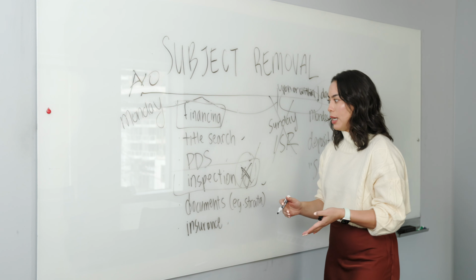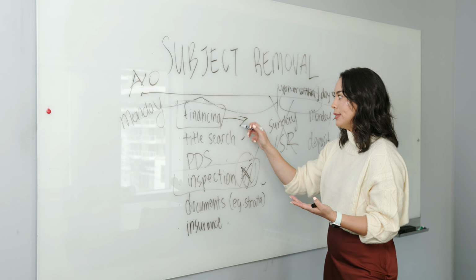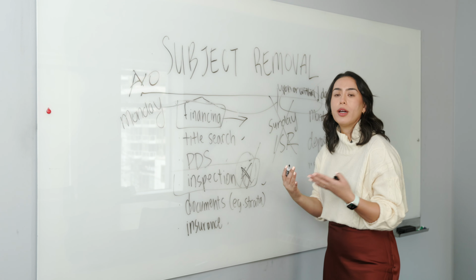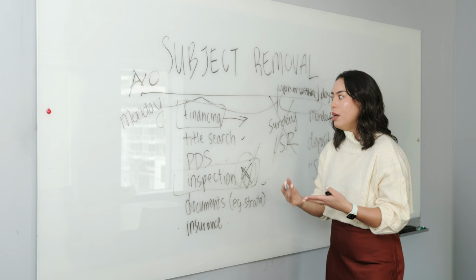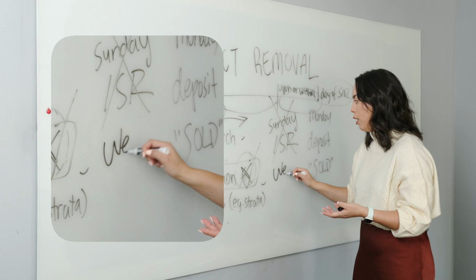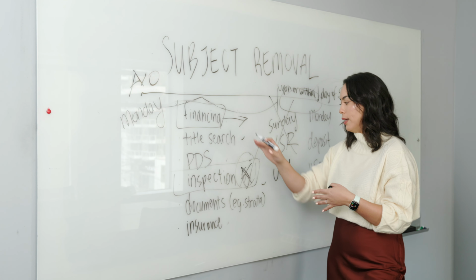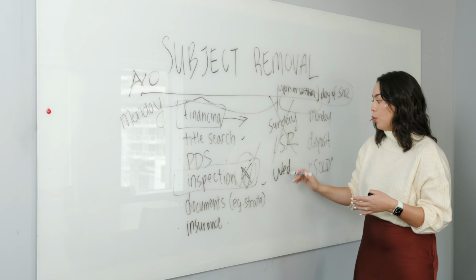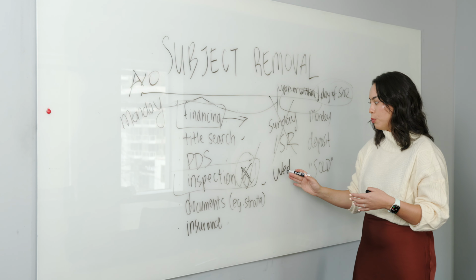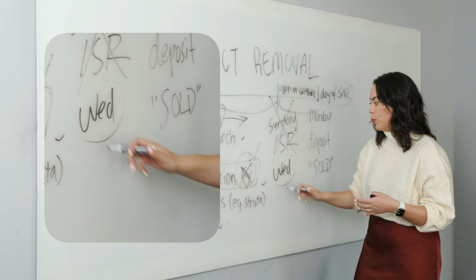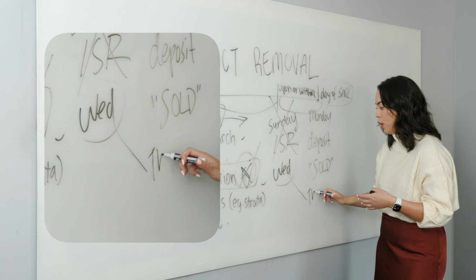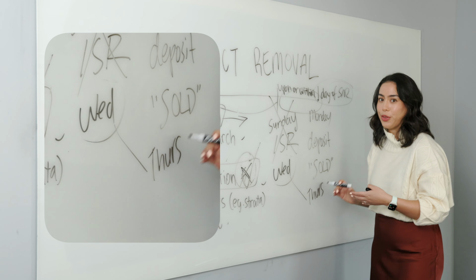So let's say, for example, we're extending the financing subject. We would talk to the mortgage broker, ask them how much more time they need. Maybe they need until Wednesday now, right? And so we would sign that subject removal extension until Wednesday, and now Wednesday would become that new subject removal period. So in this situation, hypothetically, the deposit would now be due on Thursday.